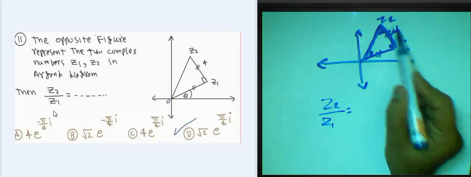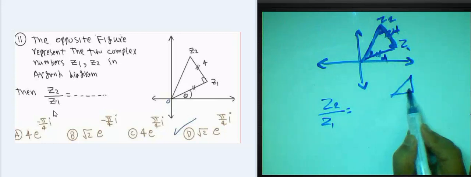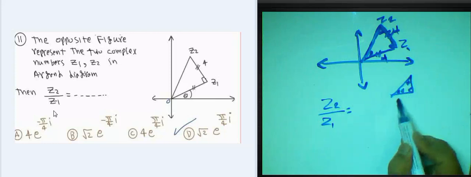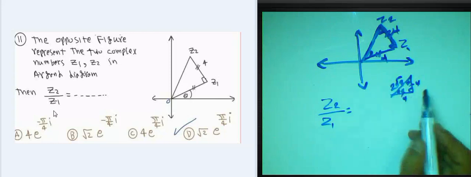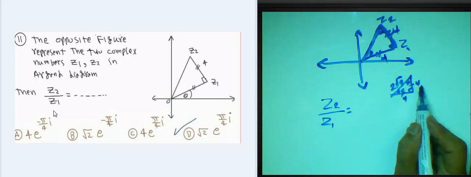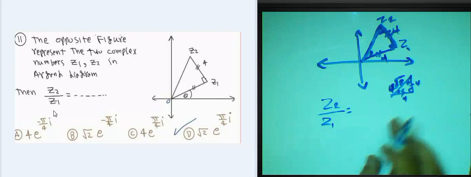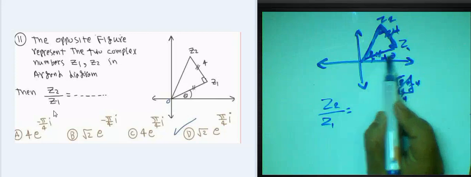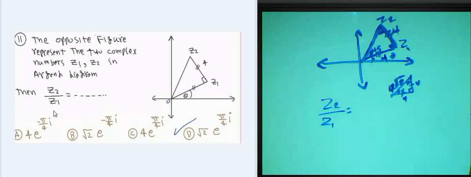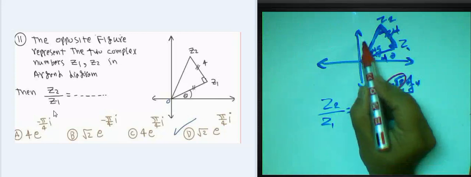And if you want to find Z2 over Z1, you can divide the length here by the length. This length was 4 centimeters, this length 4 centimeters. We can find this length by right angle triangle. Look at here. This angle 45 and this angle 45, lengths 4 and 4, it will be 4 root 2. Okay, 4 and 4 and 4 root 2. And the angle here, we can write it as theta, and this angle 45. Okay, if we want to divide them, you must divide the length of Z2. Length of Z2 here equal 4 root 2.